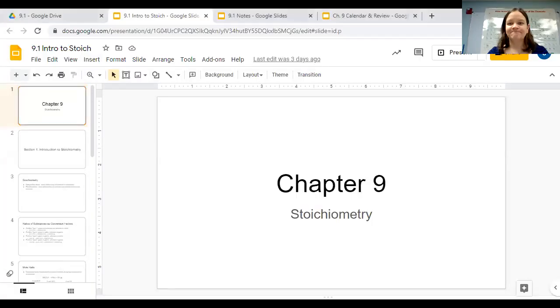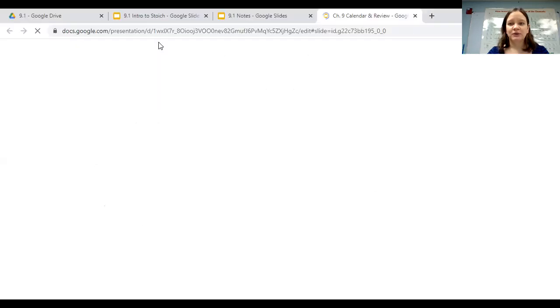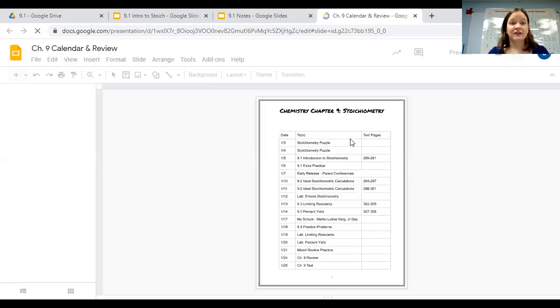Today we are going to be working on chapter 9 some more. So we're going to go ahead and get started. What you should have gotten today, let me share my screen. Sorry about that. You should have gotten this page. That's not the page. I'll get it together, guys. You've gotten this page. There we go.